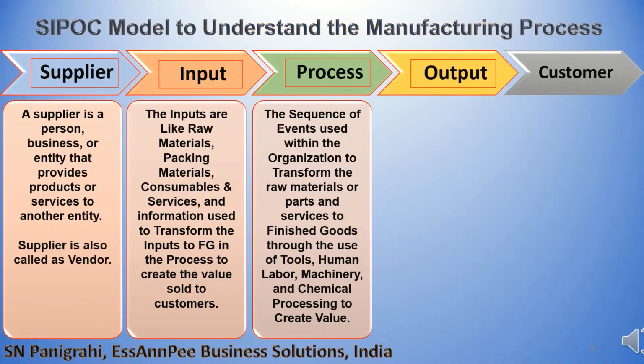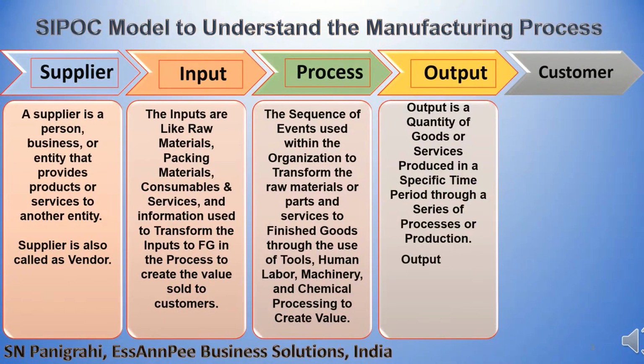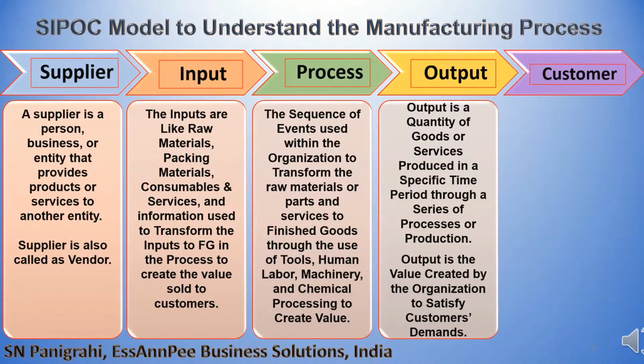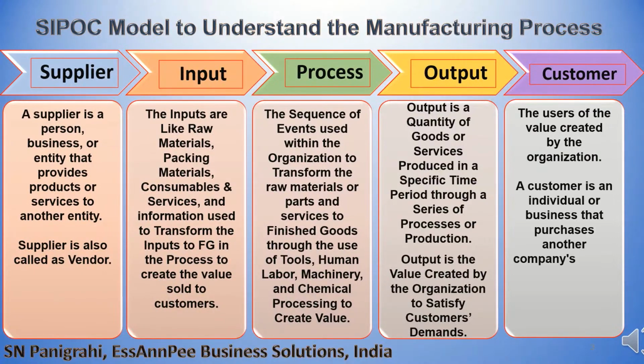Process has certain outputs. Output is a quantity of goods or services produced in a specific time period through a series of processes or production. Output is the value created by the organization to satisfy customers' demands. Outputs are used by end users called customers. Customers are the users of the value created by the organization. A customer is an individual or business that purchases or uses another company's goods or services. Through this model, we can understand how materials and services are moving from supplier to the customer through process or manufacturing.